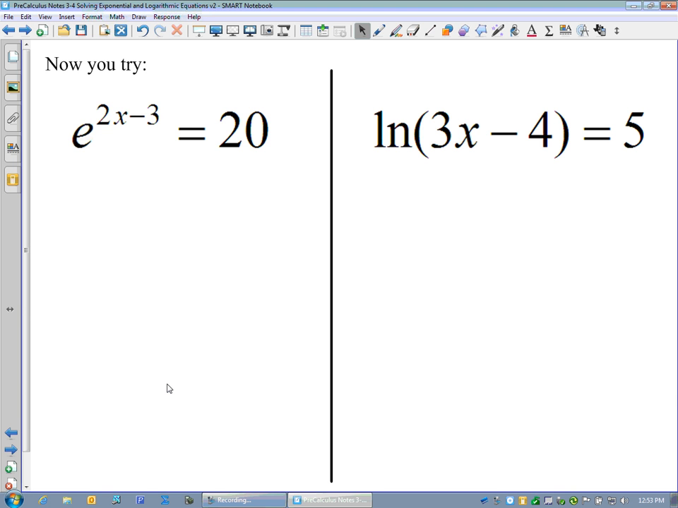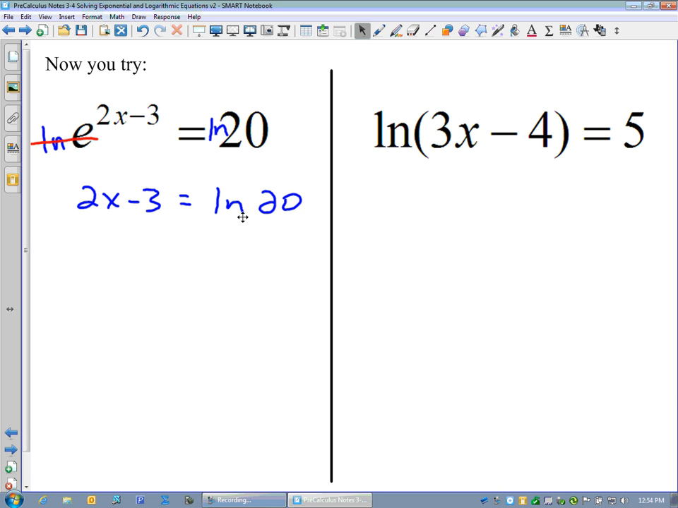Okay, hopefully you have an answer, or actually two answers. The first one, this is an exponential equation. We want to get at the variable up in the exponent. So what I'm going to do here is undo that exponent by taking a log of both sides. I can choose any base I want, so I want natural logarithm, which will cancel out the e. So natural log of e, those cancel out, leaving just 2x minus 3 equals natural log of 20.